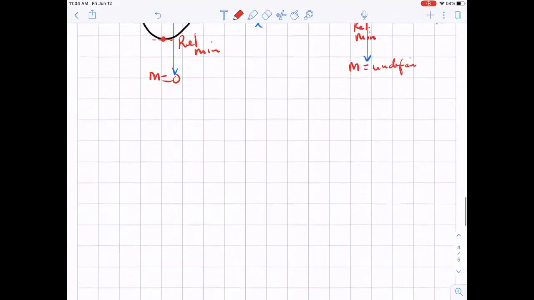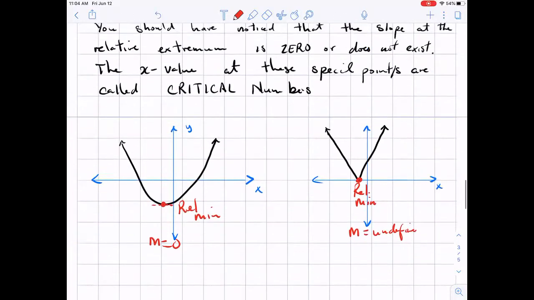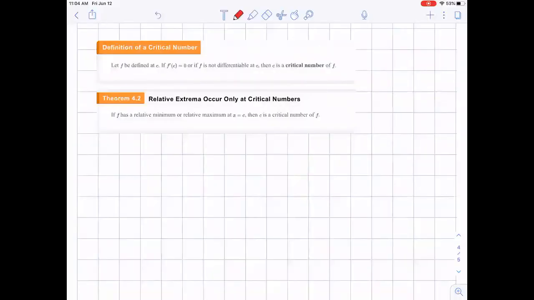So that brings us to the definition of what we call the critical number. The definition tells us: let f be defined at c. We take the first derivative and we set it equal to 0. I'm going to list the steps in finding the critical number. There are usually 4 steps. If f prime of c is equal to 0, or if f is not differentiable at c, then c is a critical number. So we can look at examples of that.